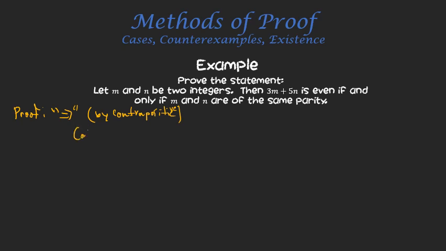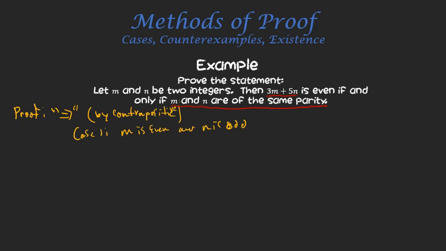Case 1, we'll assume m is even and n is odd. And again, that's because we're going by contrapositive, so we're assuming the negation of this, that m and n are not of the same parity. Right, we'll start by assuming m and n are not of the same parity. And then we'll show that 3m plus 5n is not even. We'll show that that's odd. So keep in mind our conclusion that we're trying to get to here is that 3m plus 5n is odd.